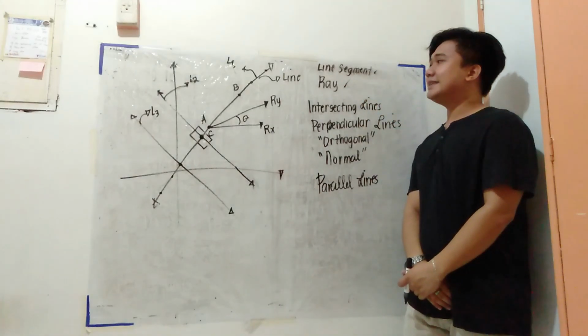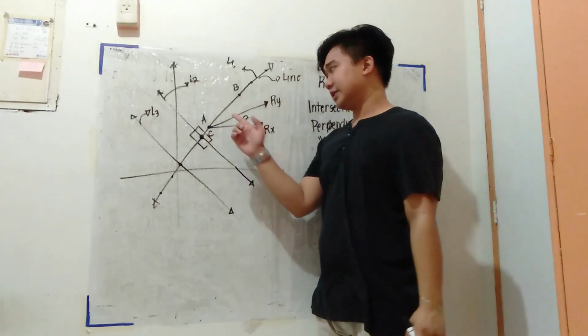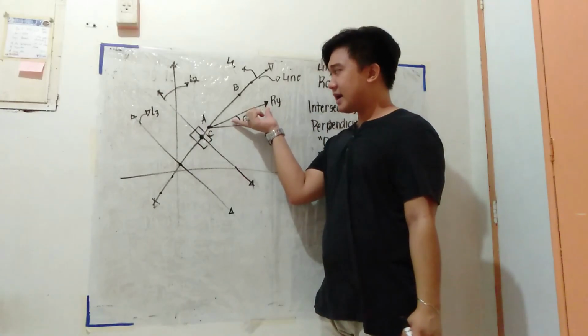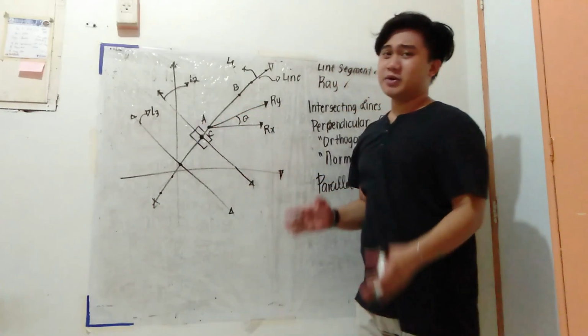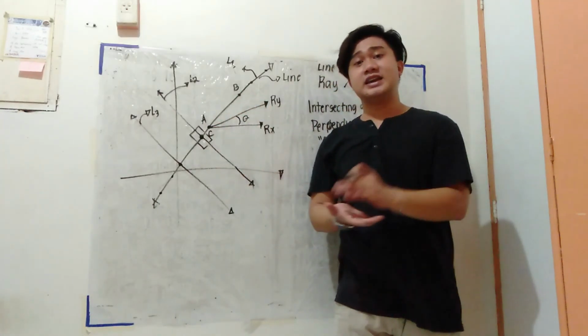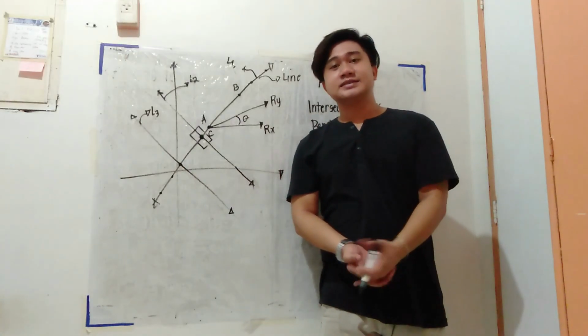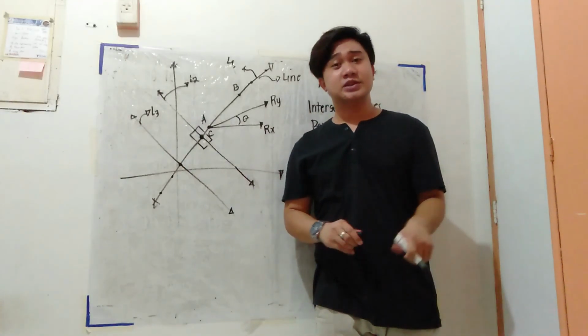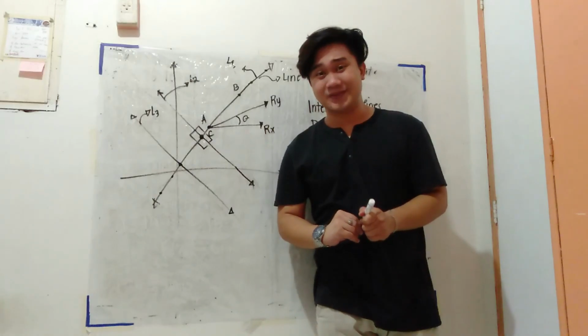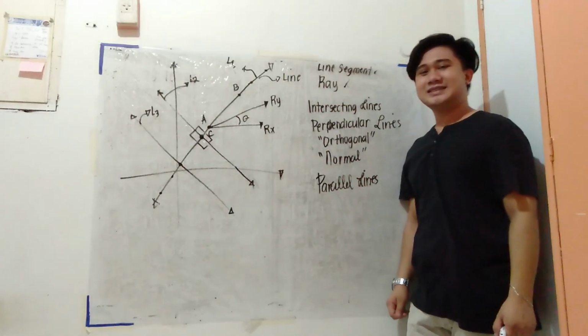So these are the ideas about a line, a point, a ray, a line segment, perpendicular, intersecting, and parallel lines. So in the next part, we will discuss slope and many other things. So for the meantime, please copy.